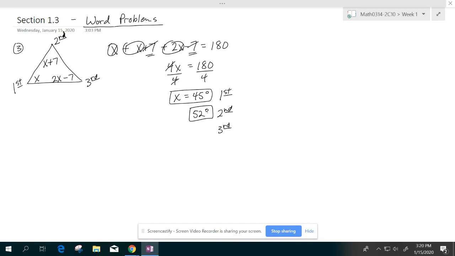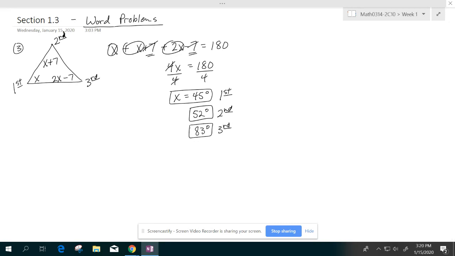Yes. Okay. All right. Now, how do I get the third angle? Well, I plug in, right? So 2 times 45 minus 7. Because x is 45, 2 times 45 minus 7, whatever that is, that's the third. Does everybody see how we get all 3 answers?